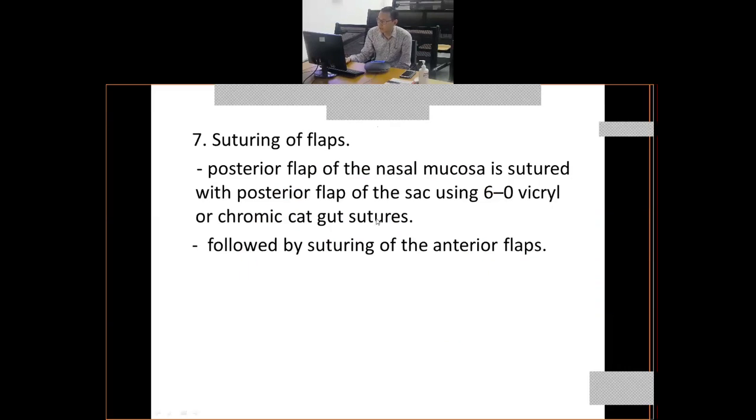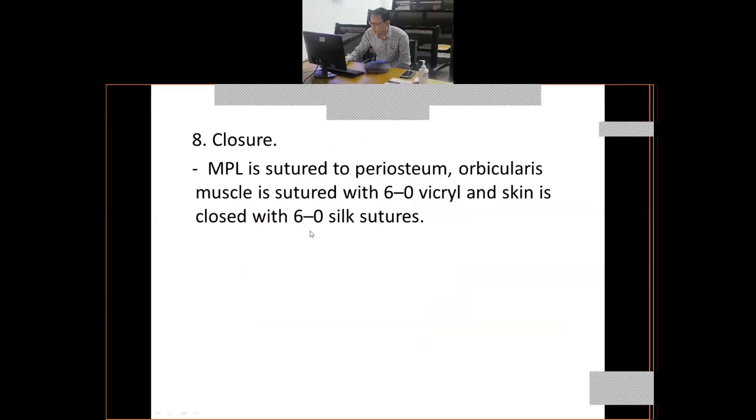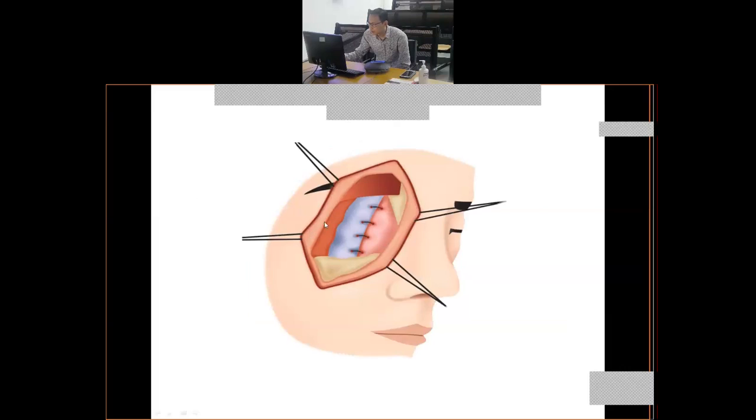Now suturing of the flap. Posterior flap of the nasal mucosa is sutured with posterior flap of the lacrimal sac using 6-0 vicryl, followed by suturing of the anterior flap. You can see in this picture, this is the posterior flap of the lacrimal sac, and this one is the posterior flap of the nasal mucosa. Posterior flaps are sutured here, only anterior flap is left. You can see in this picture the anterior flap also sutured.